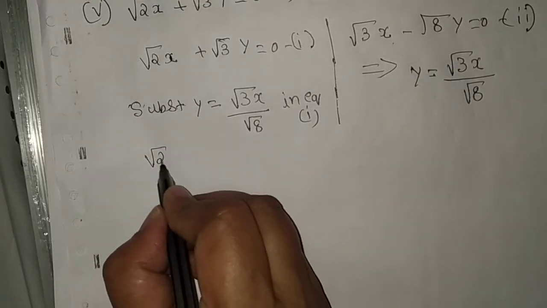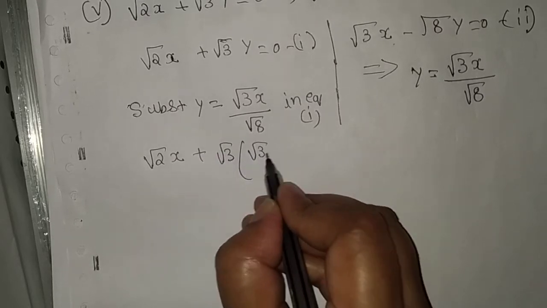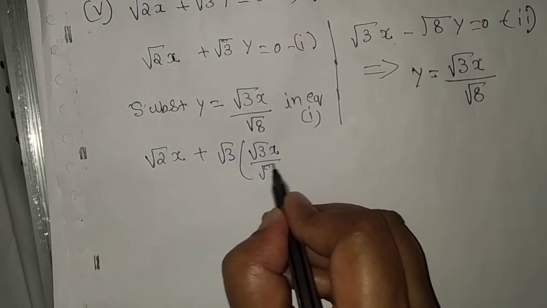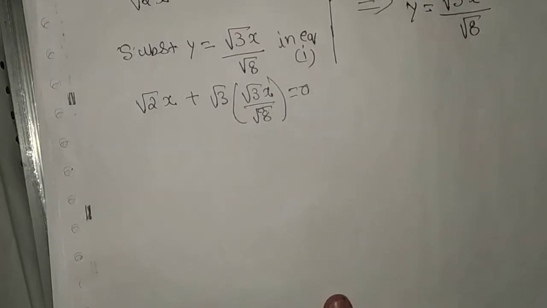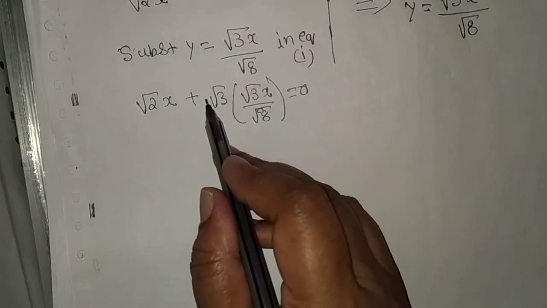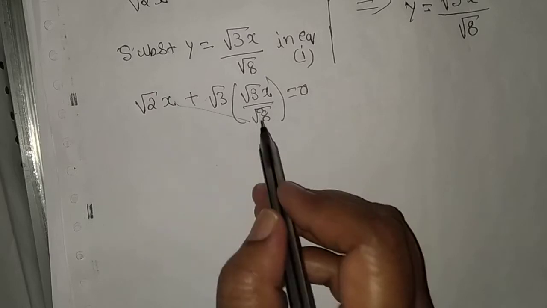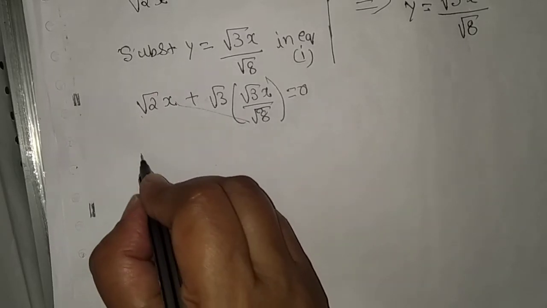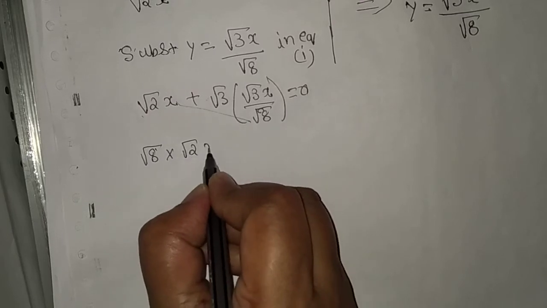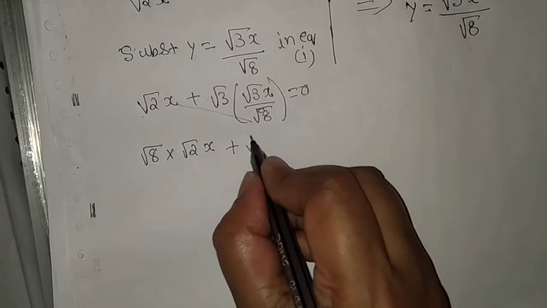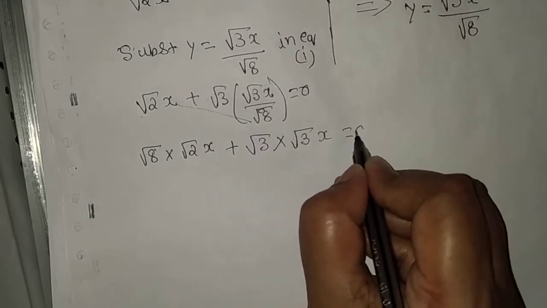So now what happens? This one, root 2 x plus root 3, this is y, that is root 3 x by root 8 is equal to 0. Now we have to simplify this. How to simplify this one? Cross multiply this. So it becomes root 8 into root 2 into x plus root 3 into root 3 into x is equal to 0.